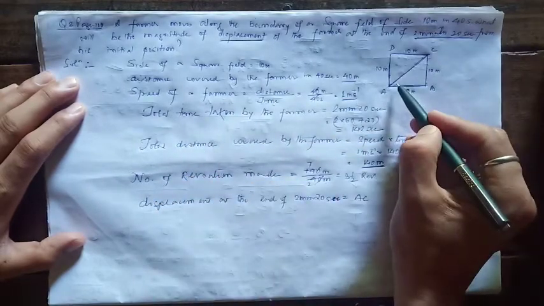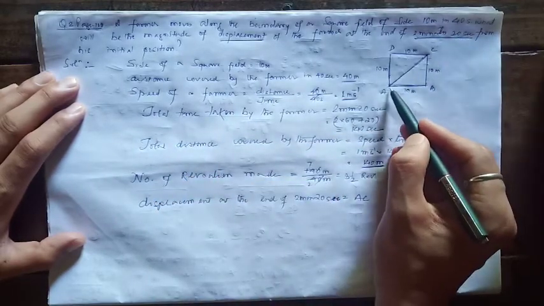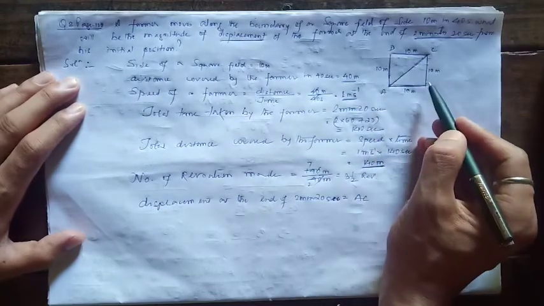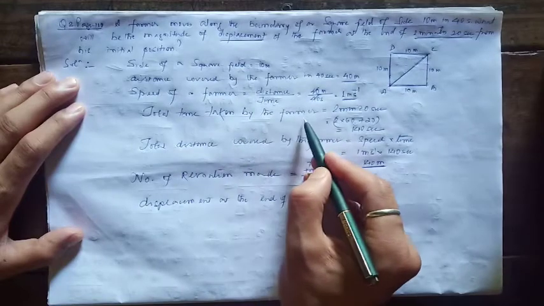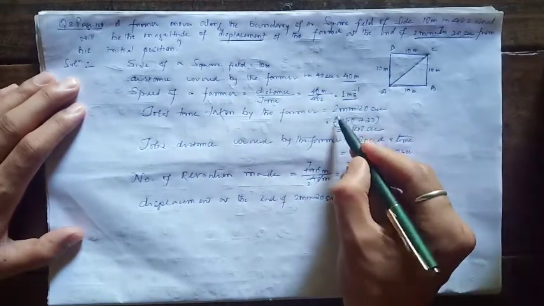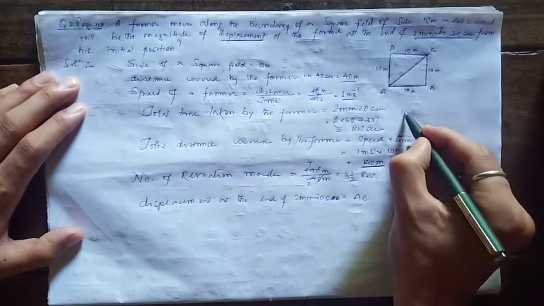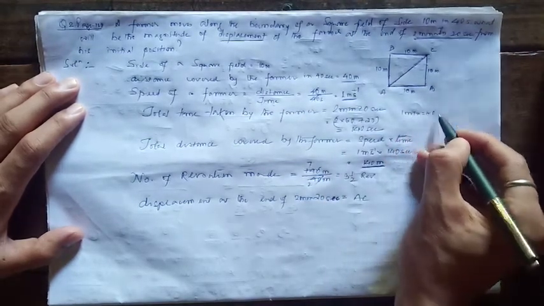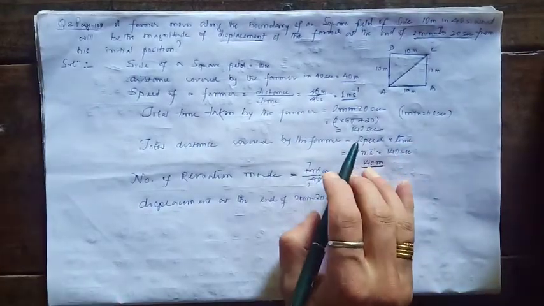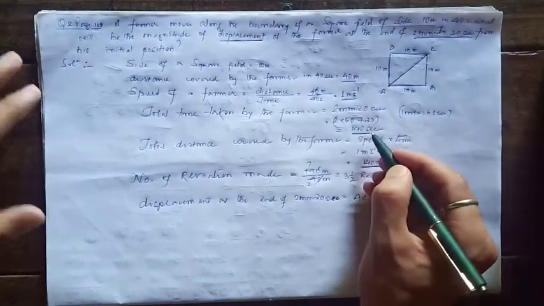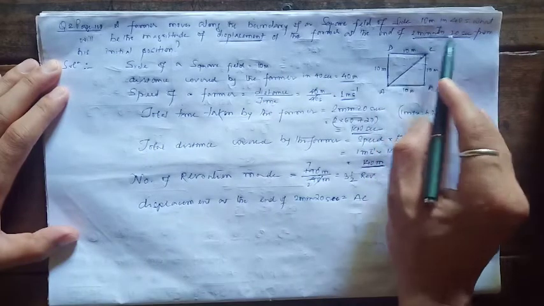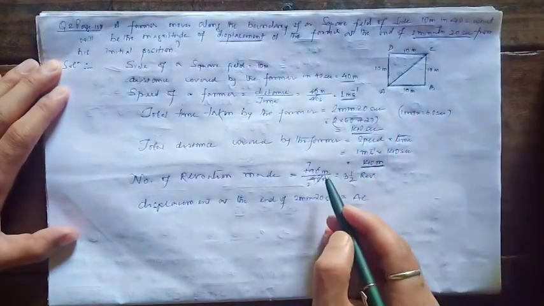It takes him 2 minute 20 seconds. He moves around this square field for 2 minute 20 seconds. So total time taken by the farmer is 2 minute 20 seconds. Now 2 minute 20 second means how many seconds? So 2 into 60, 1 minute equals 60 seconds. So that's why 2 into 60 plus this 20. So total of 140 seconds. So he moves around this square field for 2 minute 20 second, which means 140 seconds.